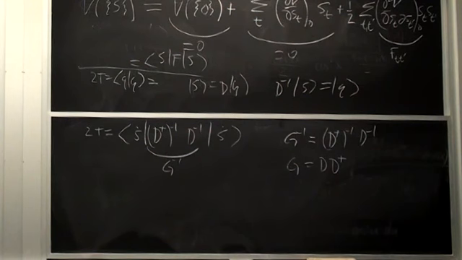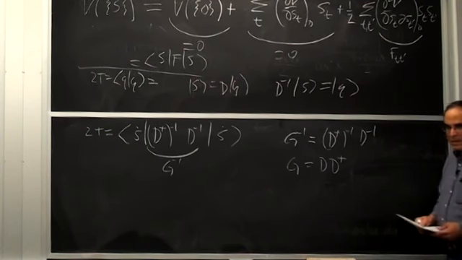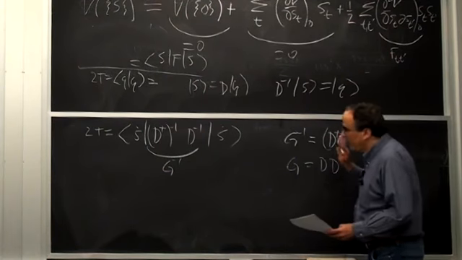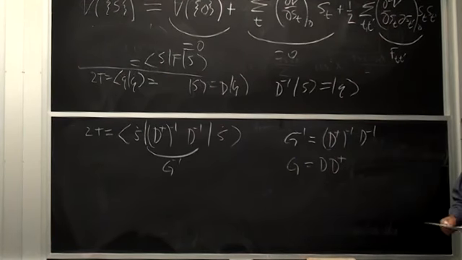Okay, I see. If it's defined as D dagger, then G minus 1 would have to be D dagger minus 1. D minus 1. Right? Yes. I think it's right. I think I was just getting confused. Well, I don't think you're confused at all. I think that was a really profound question.